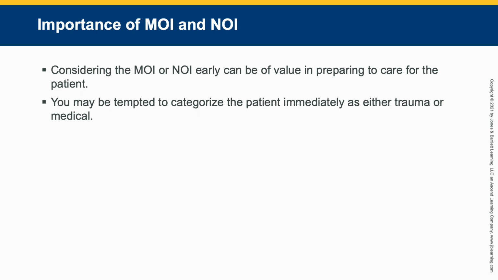For example, if you know someone was in a rollover accident, you might prepare a longboard or anticipate spinal trauma even before you see the patient. Similarly, understanding the nature of illness, like chest pain or shortness of breath, is going to guide your specific questions, your assessment tools, and your treatment. This early information helps you decide what equipment to bring in, what resources to call for, and how quickly the patient might need to be transported.